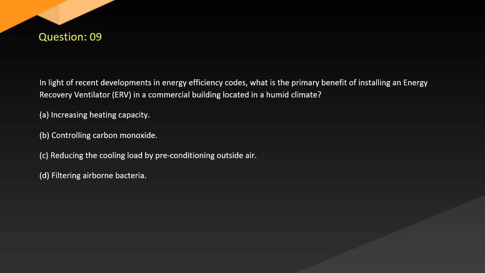Question 9. In light of recent developments in energy efficiency codes, what is the primary benefit of installing an energy recovery ventilator in a commercial building located in a humid climate? A. Increasing heating capacity. B. Controlling carbon monoxide. C. Reducing the cooling load by preconditioning outside air. D. Filtering airborne bacteria.